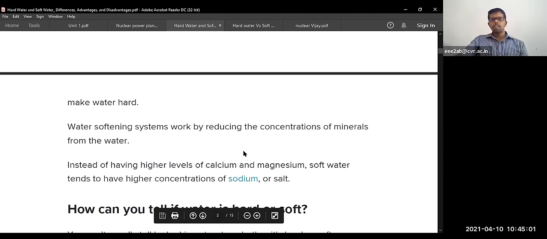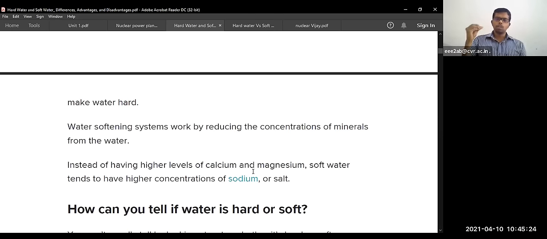Generally, hard water consists of calcium and magnesium, but soft water consists of a higher concentration of sodium or salt. Pure water has some minerals, a little bit of calcium and magnesium. In your RO water also there will be magnesium, some minerals will be retained in that particular water. That water only we are taking.